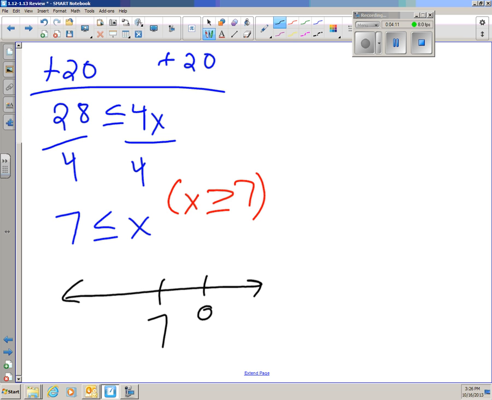7 is in the middle, 8's on the right, 6 is on the left. I've got a greater than or equal to piece, closed circle, arrow goes to the right.